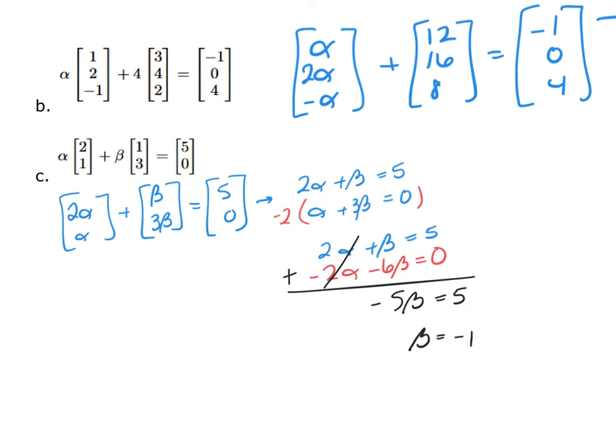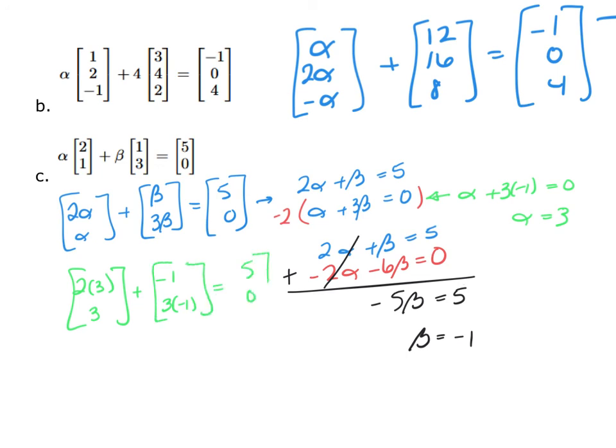Okay. So now I'm going to back substitute it in right here because alpha is already set by itself. So alpha plus 3 times negative 1 is equal to 0. That means alpha is equal to positive 3. Okay, so let's check this. Is 2 times 3 and 3 down here. When I add to it my betas, negative 1, and 3 times negative 1. Ask myself, does this equal 5 and 0? And the answer is yes.